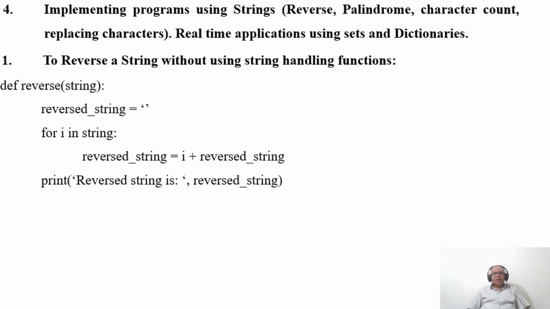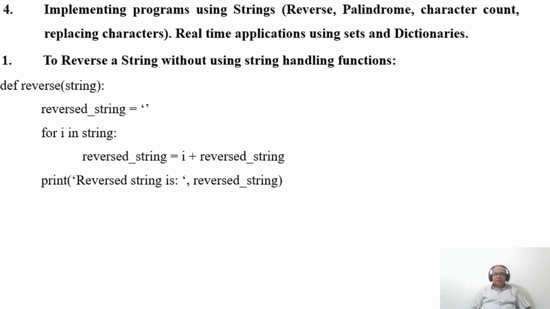To do that, first we will define a function. That is what I wanted to do. I want to do a reverse of a string, so I will give the name as reverse string. Once you do that, I will create an empty string. Why? Because once I enter a string, that string has to get reversed.